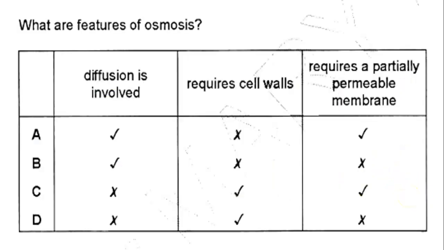Let's answer some questions again. What are features of osmosis? To answer such a question, please look at each one of them and write your own signs before choosing in the bubble sheet. So, he's asking about features of osmosis. Diffusion is involved. That's correct. It is a type of diffusion. Requires cell wall? No, it does not require a cell wall because cell walls are totally permeable. Requires partially permeable membrane, of course. So now it is quite easy to decide.